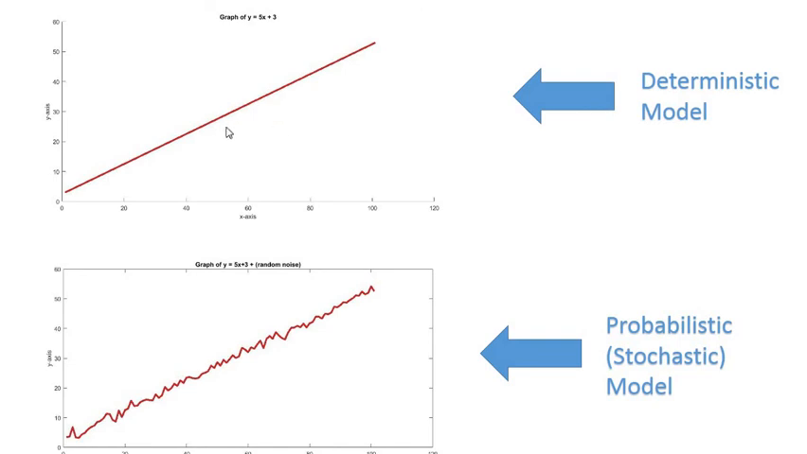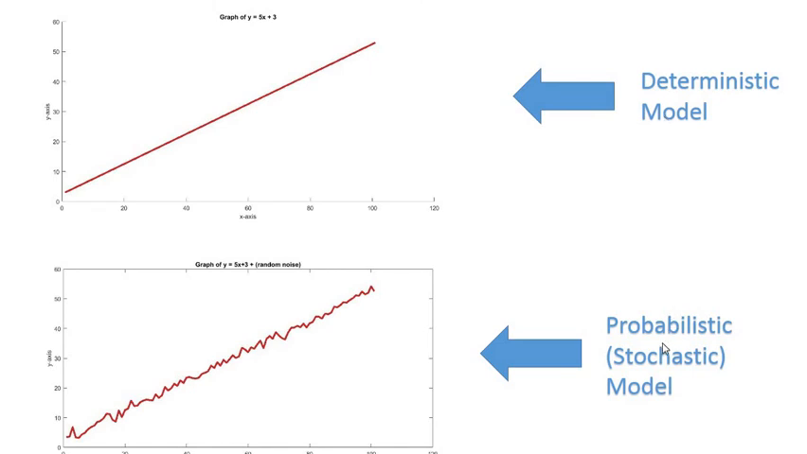Right. So for example, for a deterministic model, if you want to plot the graph of y equals 5x plus 3, the graph will look like this. So this is deterministic. If you're looking at this graph, you can actually compute the equation of a line. You can actually determine the variability. How does x vary with y? You can actually tell. It's clear. So this represents a deterministic model.